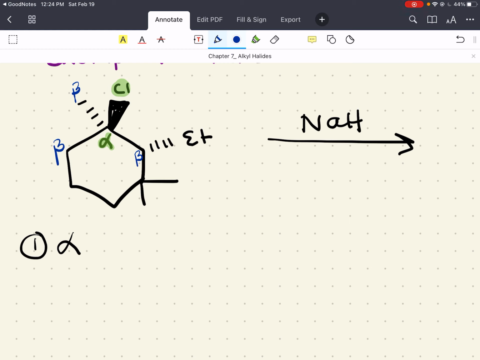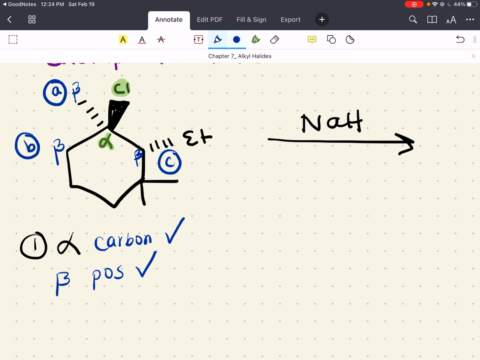We're going to label these A, B, and C. So we've identified our alpha carbon, check. We've identified our beta positions, check. How many are there? There are 3 beta positions. You want to write all this information as you go so you don't get too confused.